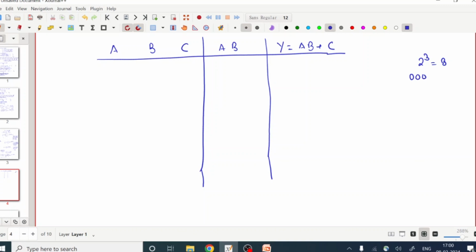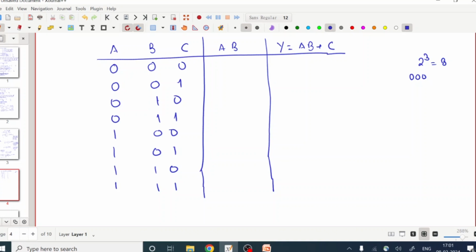So here the possible combinations are 0, 0, 0, 0, 0, 1, 0, 1, 0, 0, 1, 1, 1, 0, 0, 1, 0, 1, 1, 1, 0, 1, 1, 1. The total is 8 possible combinations. What are the values of AB here? Because the output Y is represented by A dot B plus C, first we find the component AB.